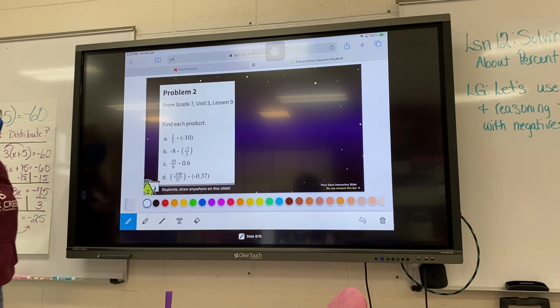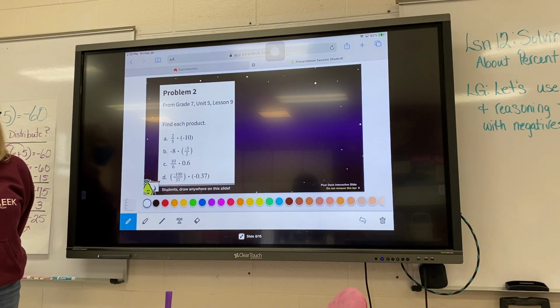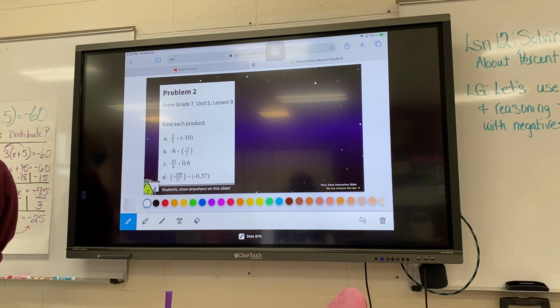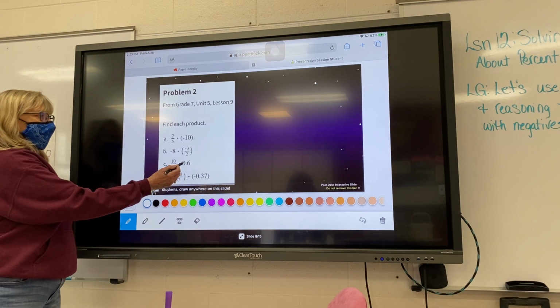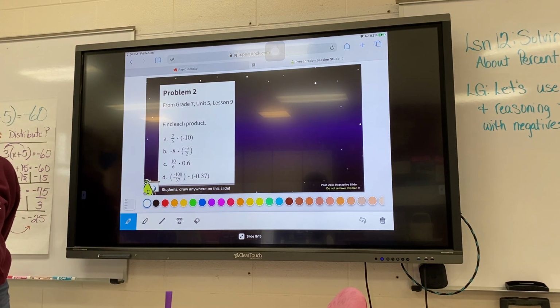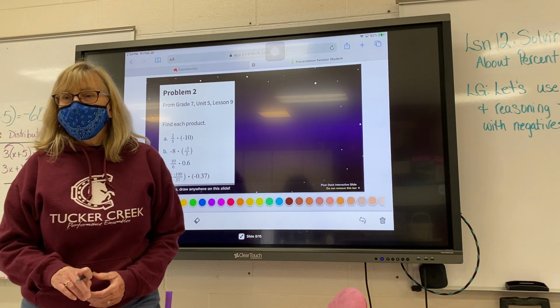For C and D, I'm gonna give you the hint, write the decimal as a fraction. Okay, remember how to do that? The right way to say these numbers, it's not 0.6, it's what? 6/10. Okay, write it as a fraction and then look at it. You should see something.